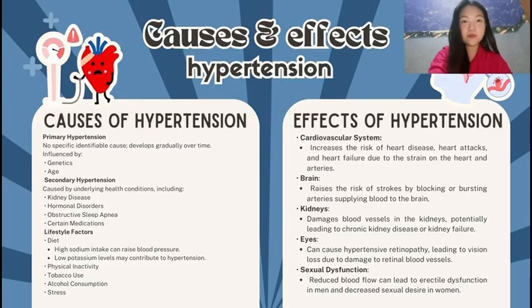Next, I will explain about the causes and effects of hypertension. Hypertension can be classified into two main categories: primary hypertension and secondary hypertension. Primary hypertension is the most common type of hypertension. It develops gradually over time and does not have a specific identifiable cause. However, several factors influence its onset.